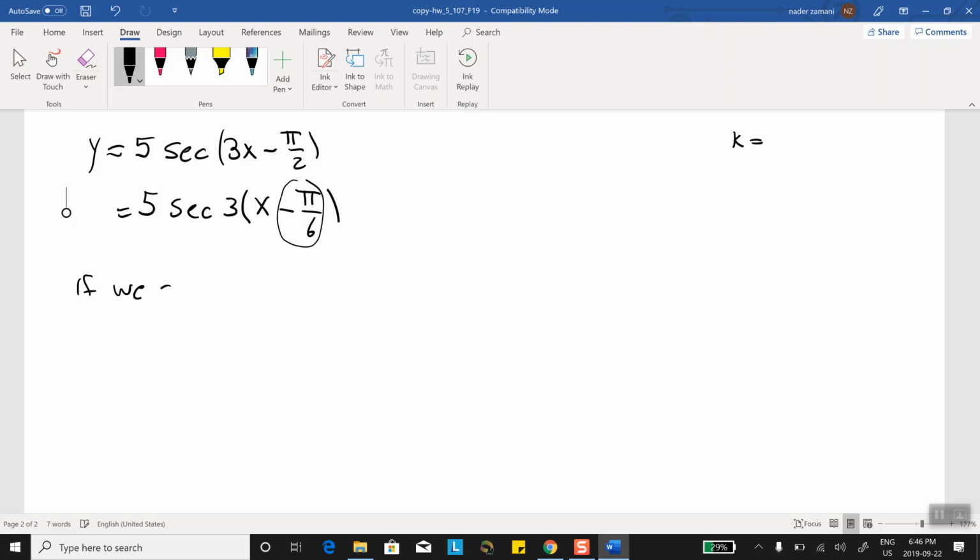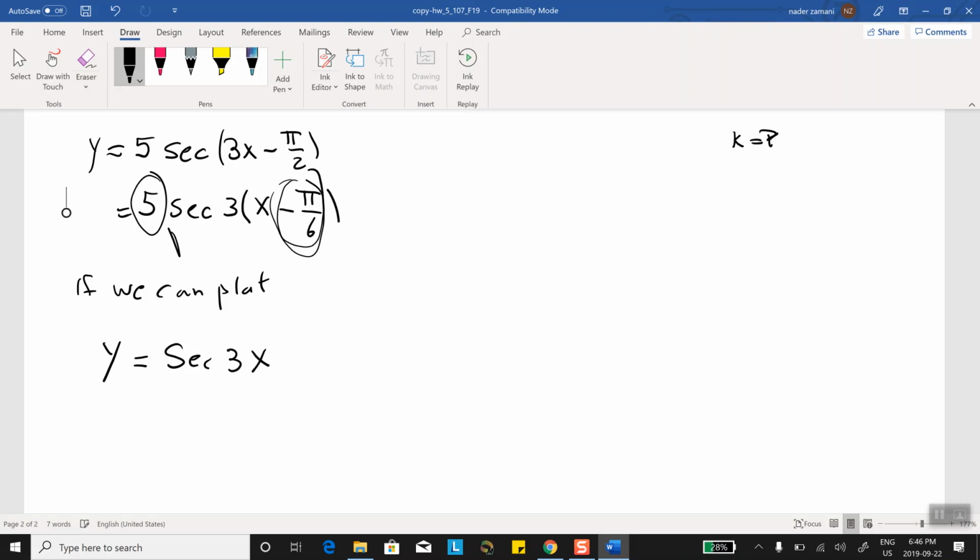So if we are able to plot y equal to secant of 3x, which means we have ignored the pi over 6 and we ignored the 5, then we shift it to the right by pi over 6, and then we stretch in the vertical direction by a factor of 5. Okay, so let's go ahead and do this.